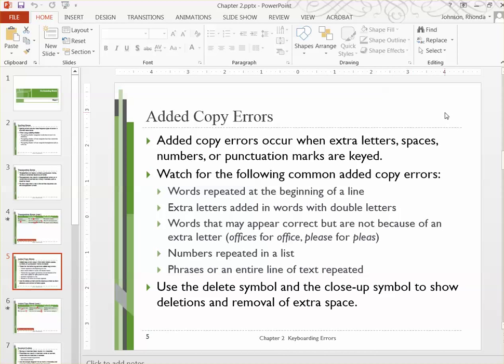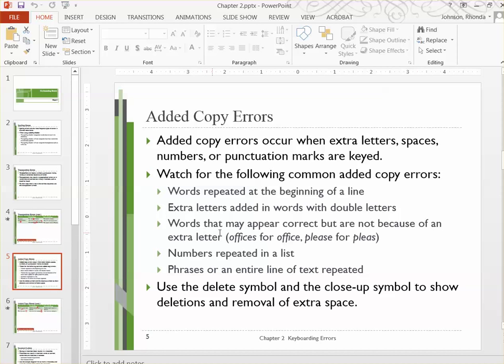So added copy errors occur when we type too many letters, repeated letters, or we put too many spaces in something, or we put the punctuation mark in front or in back of where it really should be. One of the examples it uses here is when you're writing a sentence, you might start the sentence with the end of the line, so you have a duplicated word, the word the in the beginning. That's a pretty common thing that I do sometimes. And then also extra letters added into words, producing double letters that aren't supposed to be there.